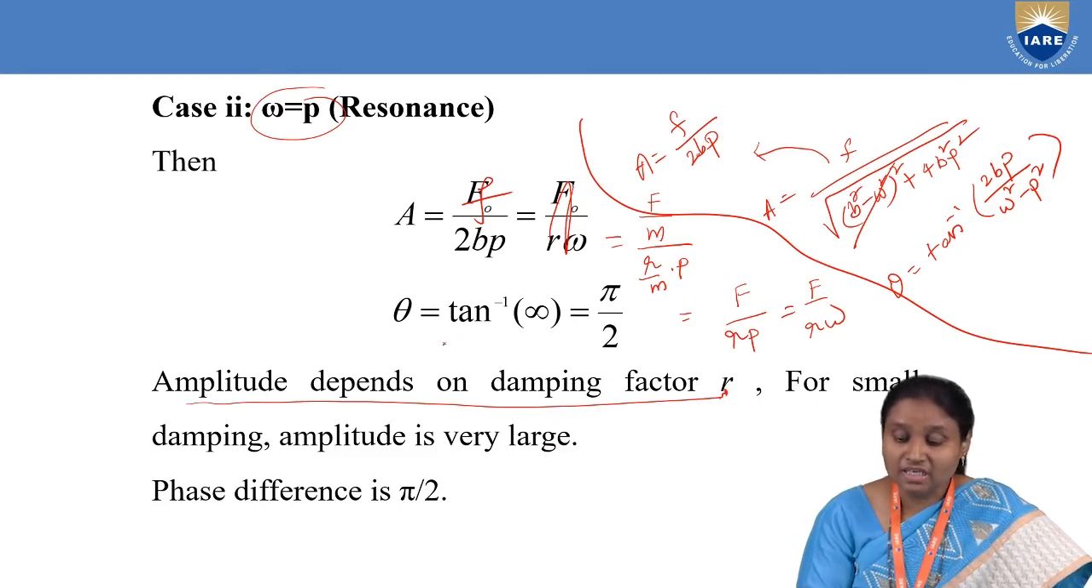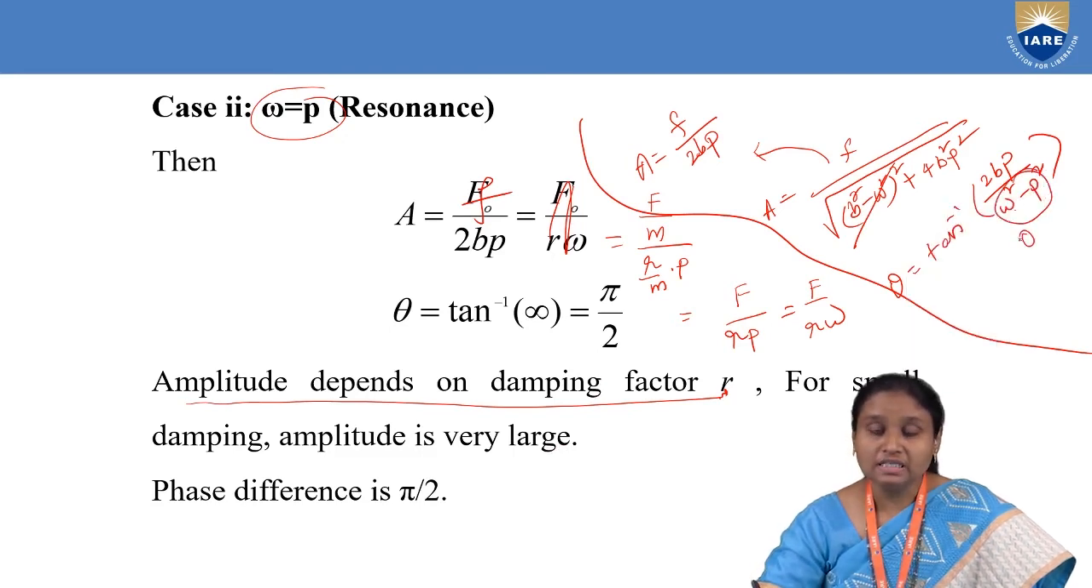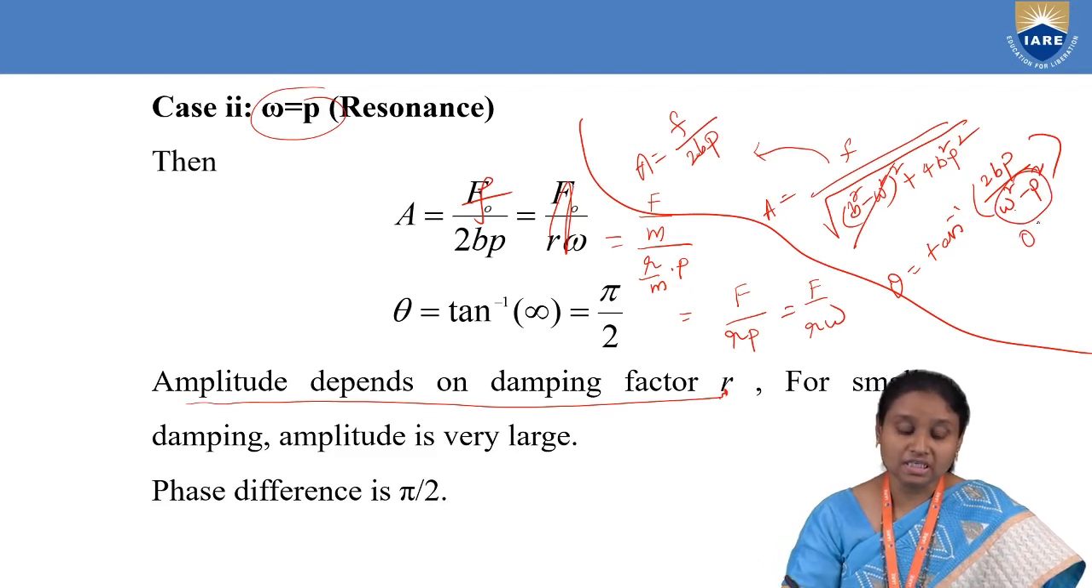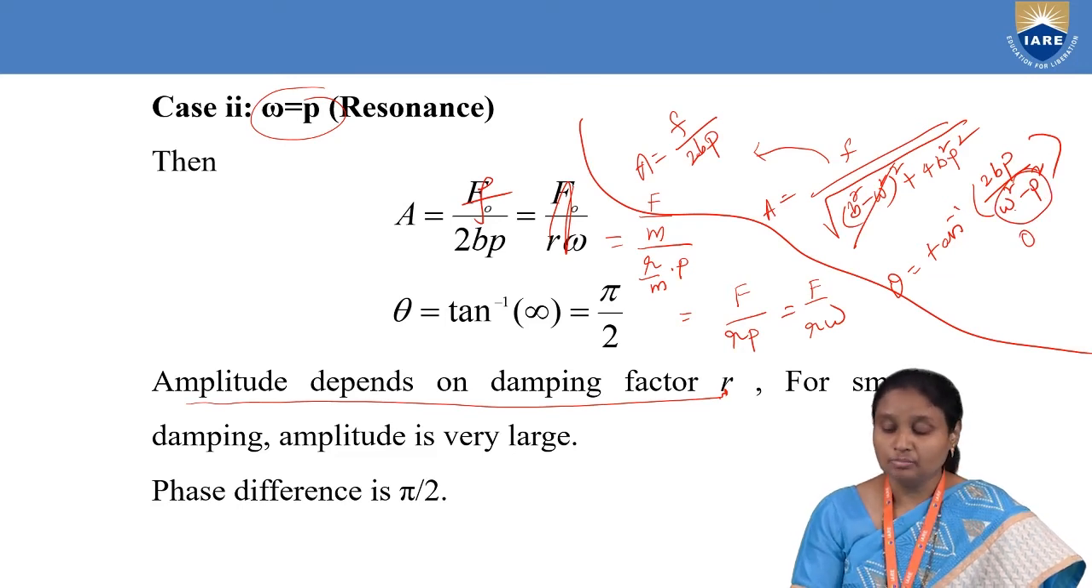Then coming to the phase difference, because your omega is equal to p, here you will end up having 0 in the denominator. Anything by 0 will be infinity, and tan inverse of infinity is pi by 2. So what is the phase difference between displacement and force? It is equal to pi by 2.